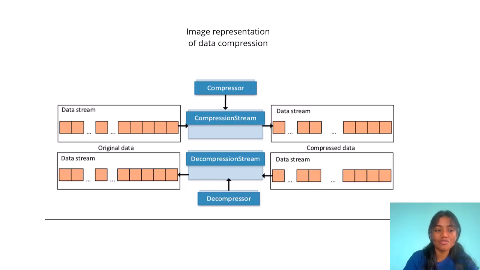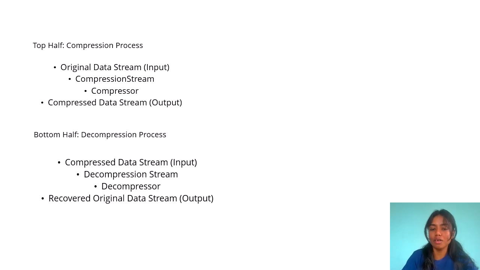The decompression stream reads the compressed data and passes it through the decompression logic. It reconstructs the original structure. The decompressor uses the reverse of the original algorithm, like Huffman decoding, to recover the original data. The recovered original data stream, which is the output, is the original uncompressed data you get back. This verifies that the process is lossless if implemented correctly. Here is the overview of data compression and decompression.